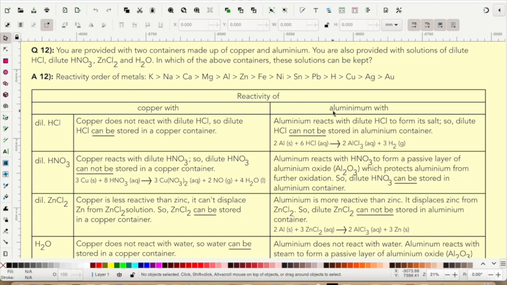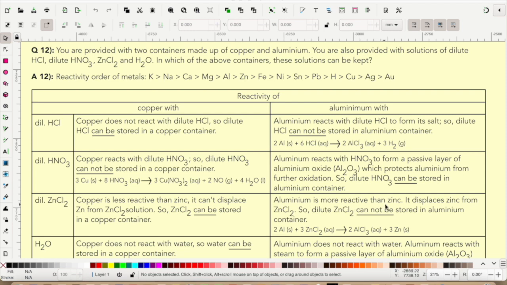Let us see the reactivity of aluminium with these compounds. Aluminium reacts with dilute hydrochloric acid to form its salt, so dilute HCl cannot be stored in an aluminium container. Reaction takes place like this: 2Al plus 6HCl makes 2AlCl3 plus 3H2. Aluminium reacts with HNO3 to form a passive layer of aluminium oxide, which protects aluminium from further oxidation. So dilute HNO3 can be stored in an aluminium container.